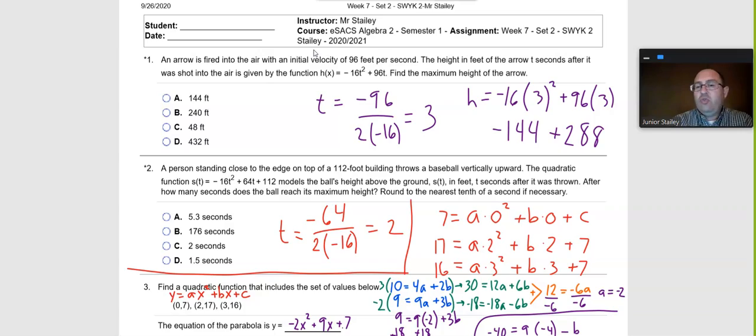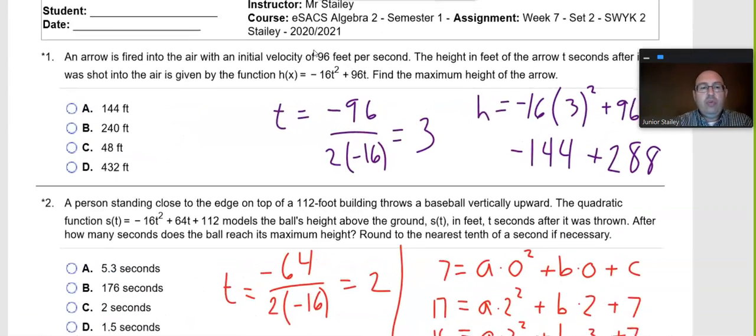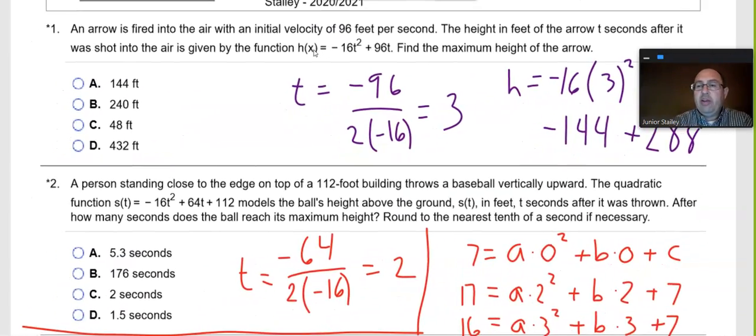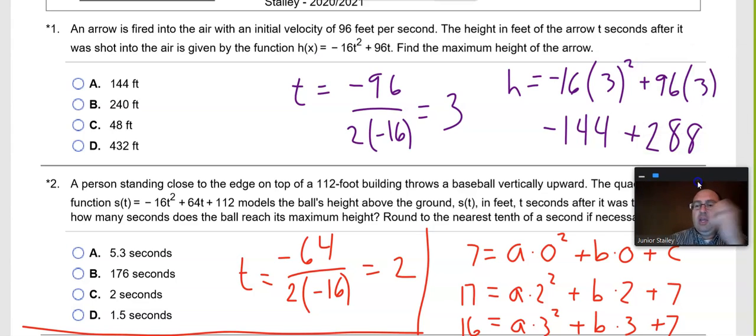Anyway, so we are given a story problem. I know, your favorite. In the story problem, an arrow is fired into the air with an initial velocity of 96 feet per second. The height of the arrow with your shot is given by this function.